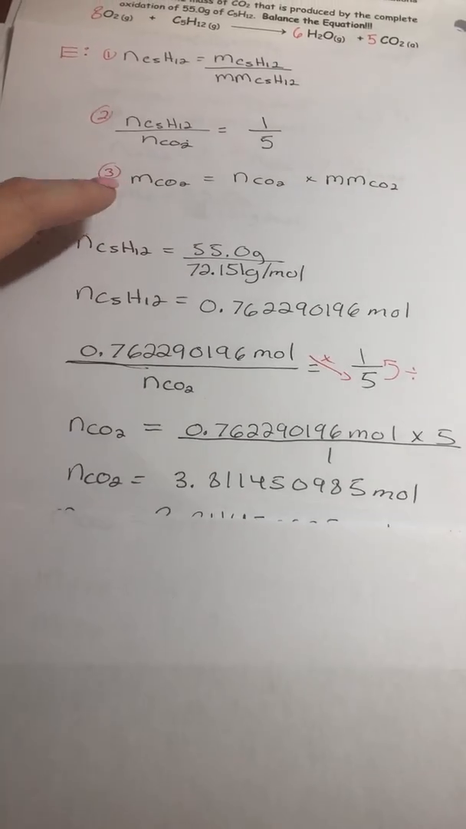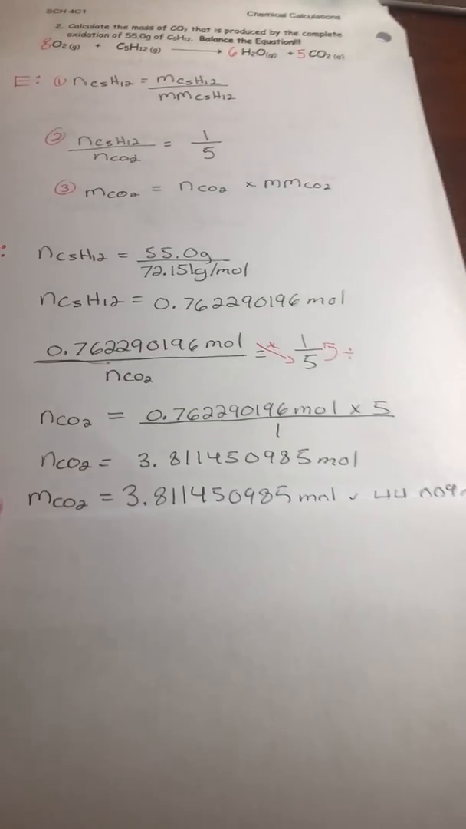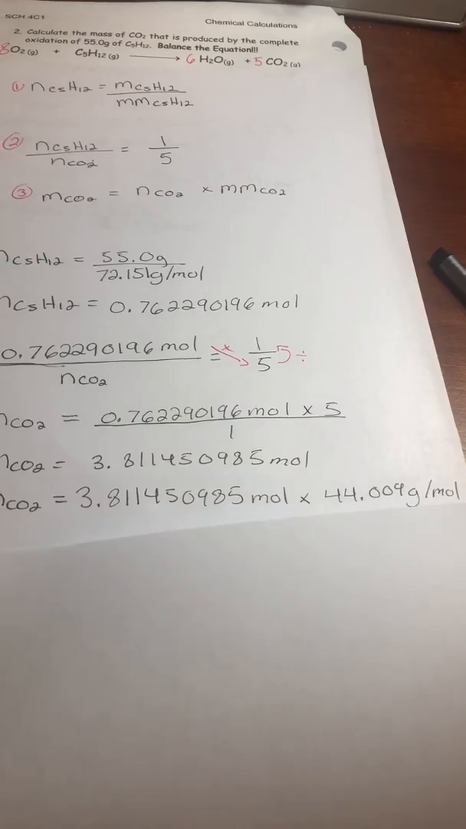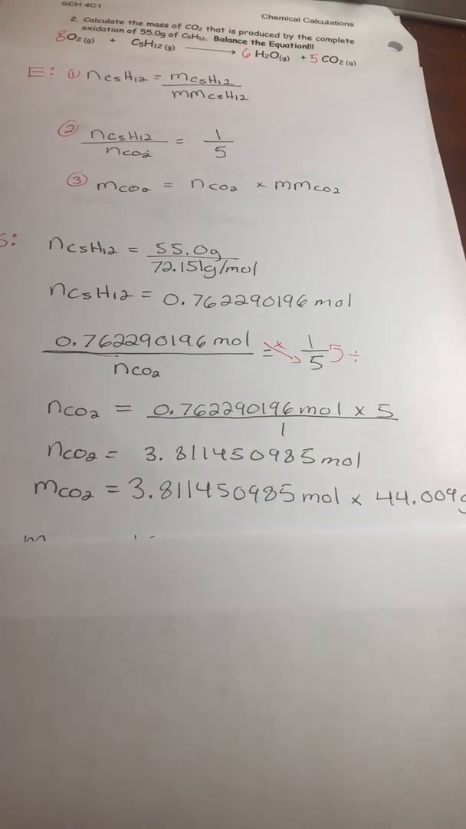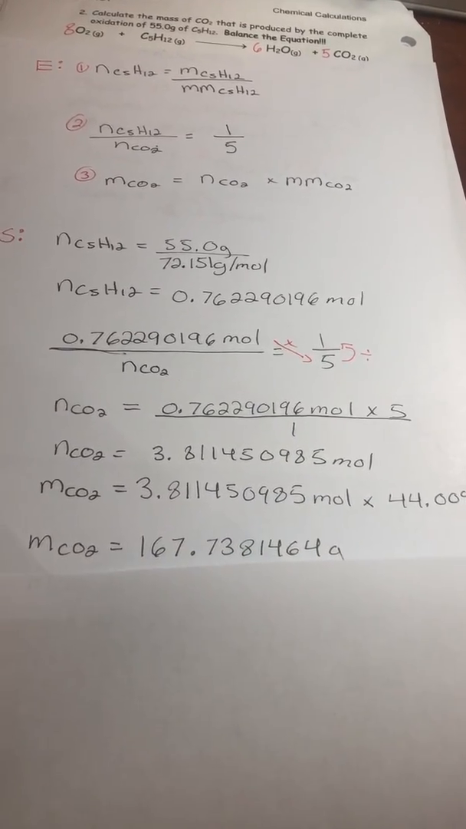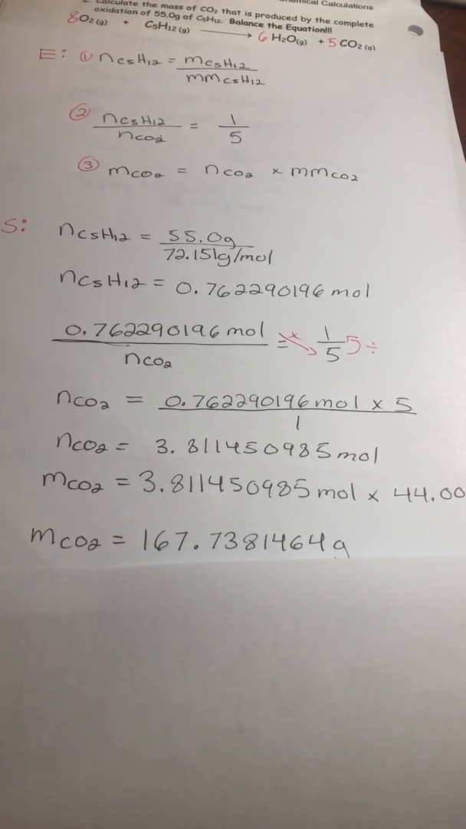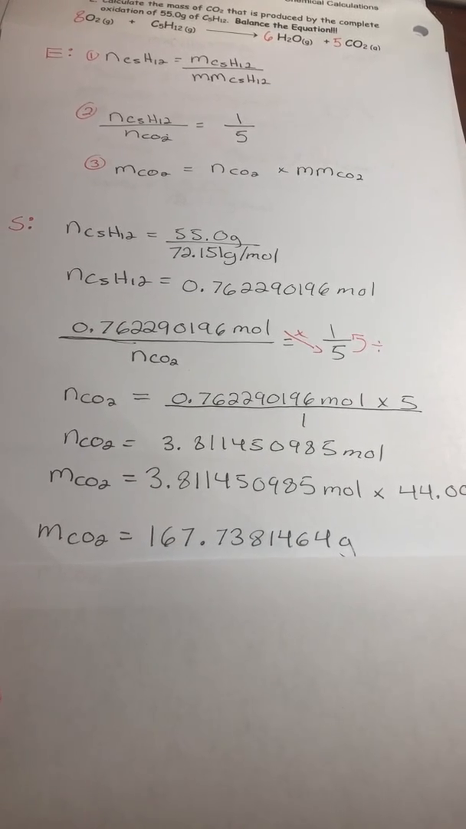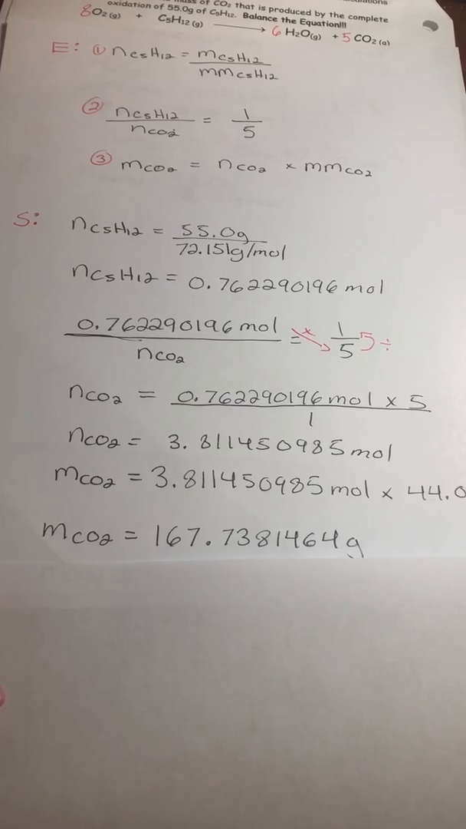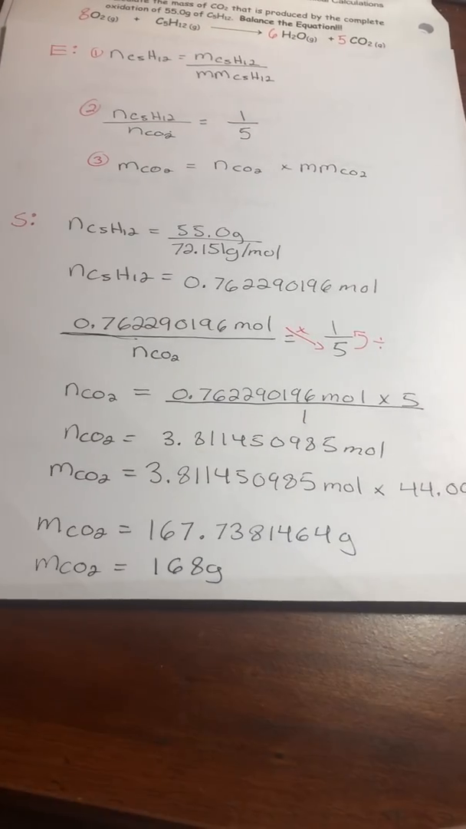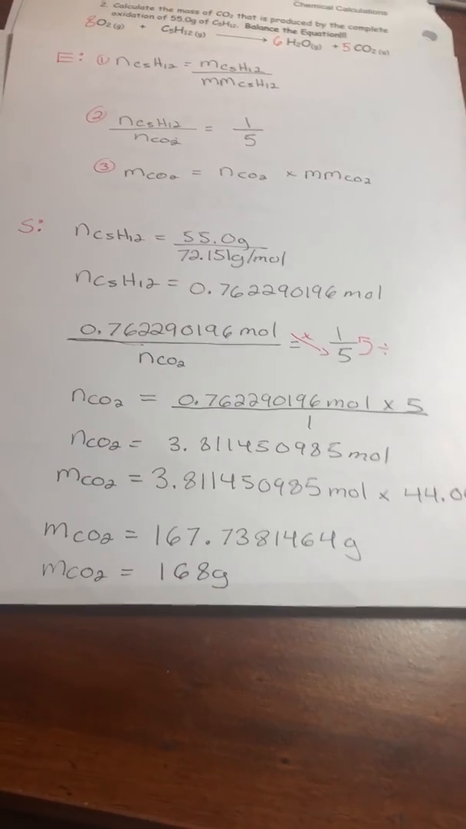Okay, after I found the moles of CO2, I'm going to plug it into equation number 3 to get my mass, and I multiply it by its molar mass of 44.009 grams per mole. I multiply that out and I get 167.7381464 grams. And then because my question has 3 sig digs, my final answer also has to have 3 sig digs.